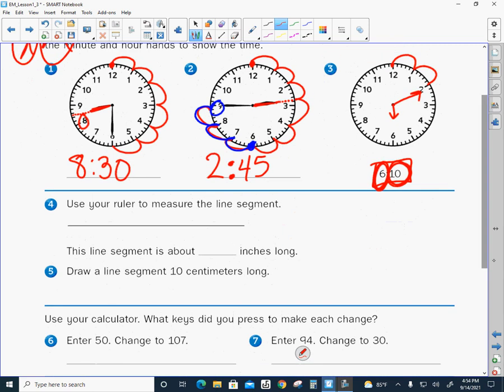All right, now if you made any mistakes on there, pause the video and fix your mistakes.